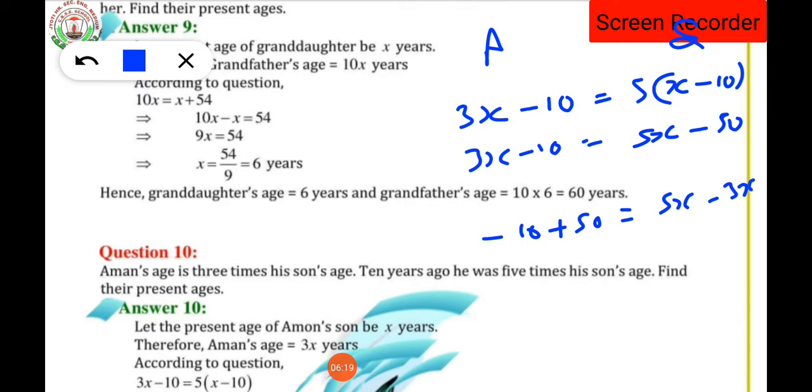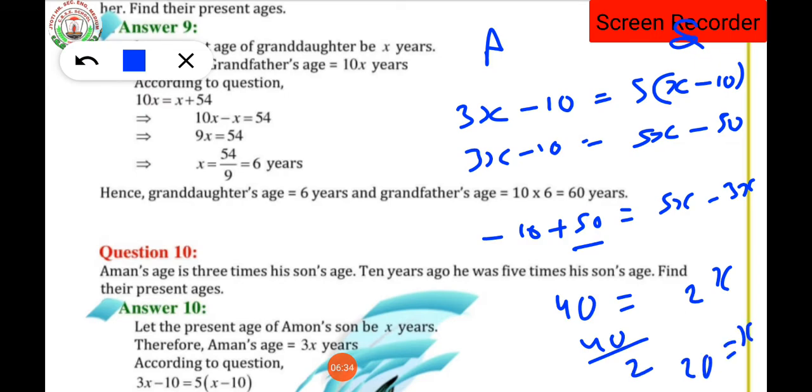Okay, now here plus and minus will be minus, so 50 minus 10 will be 40, plus 40, as 50 is greater than 10, that's why. Now 5x minus 3x, it will become how much? 2x. Now 40 divided by 2, we will get the answer as 20, isn't it?